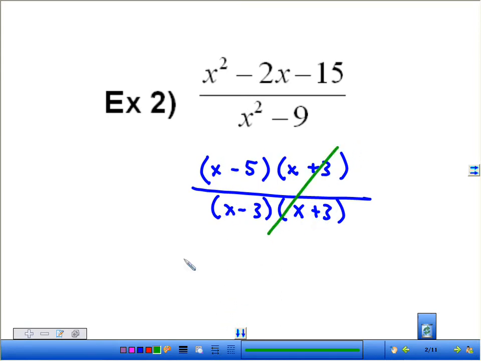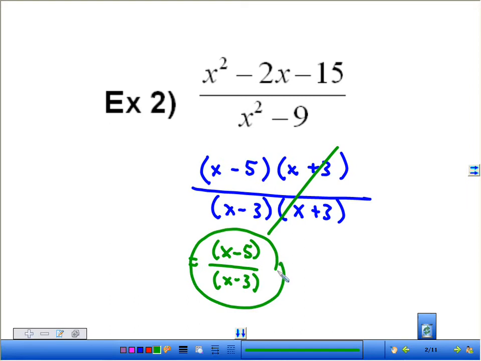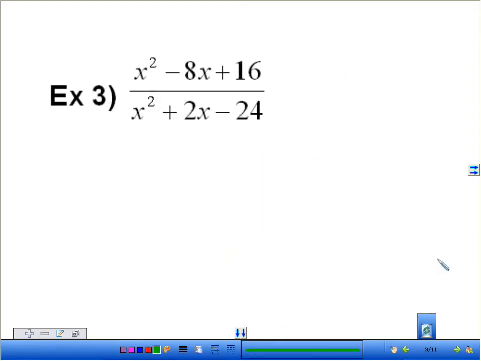These aren't the same, so we can't reduce it anymore. This stays x minus 5 over x minus 3. We cannot reduce these x's right here because these are binomials and they have to stay together. There's our final answer. You try this one. Factor first and then reduce, and come back and check your answer.